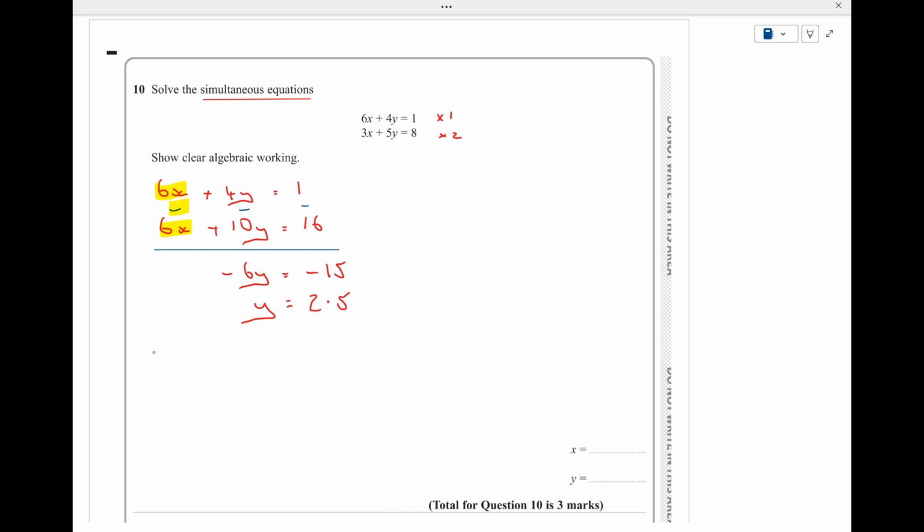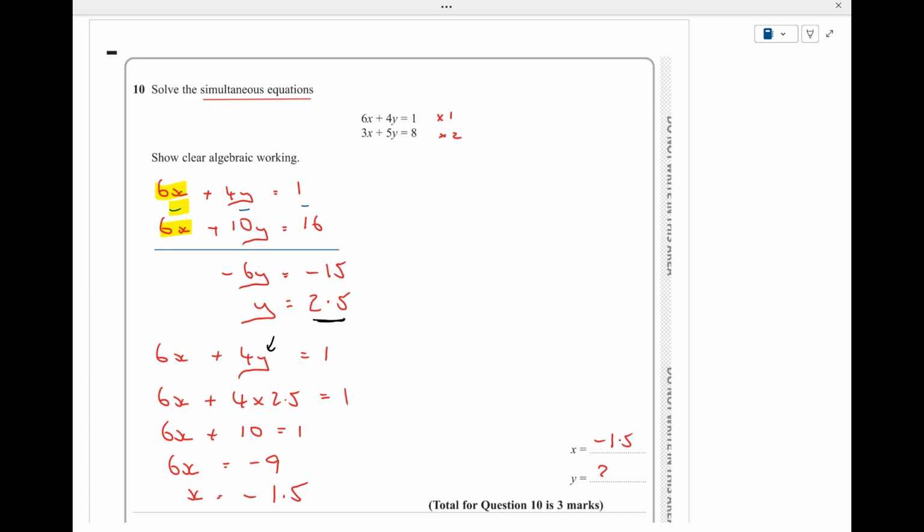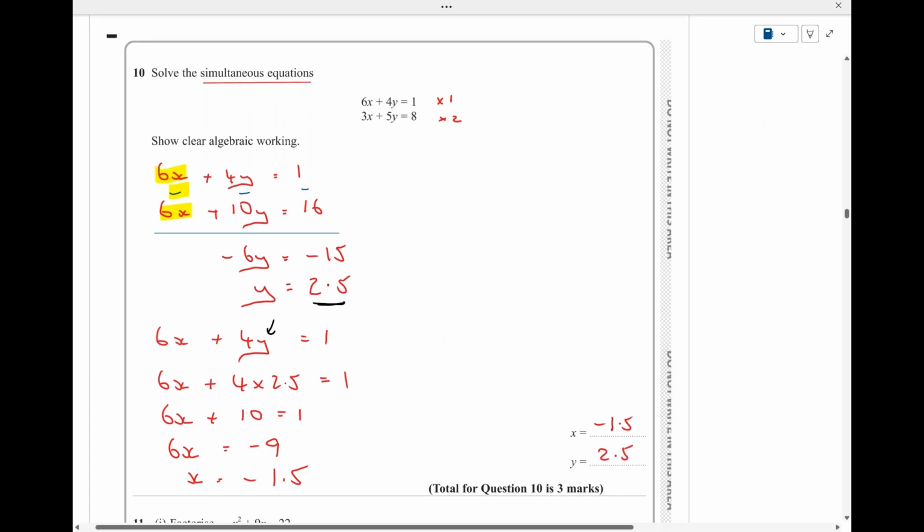Right, I'm copying down the first equation, 6x plus 4y equals 1, and I'm going to substitute in y is 2.5 in here instead of y. 6x plus 4 times 2.5 equals 1. 6x plus 10 equals 1. Subtract 10 from both sides. 6x equals 1 minus 10, which is minus 9. Divide both sides by 6, and x is minus 1.5. So my answers are x equals minus 1.5 and y equals 2.5. And that's question 10 done.